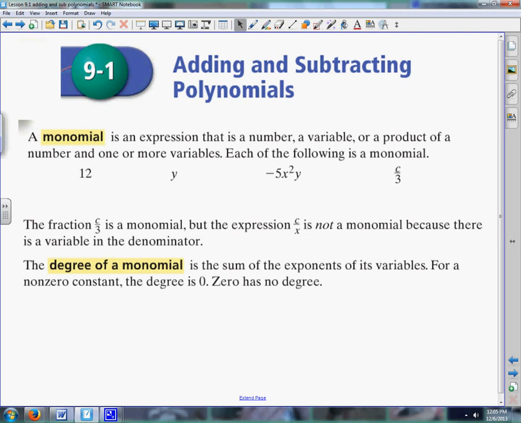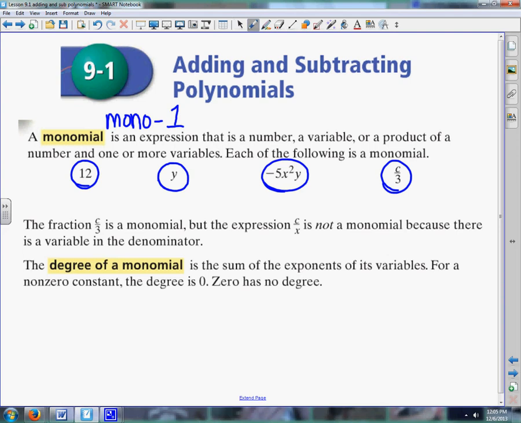So here's a couple. A monomial is an expression that is a number, a variable, or a product of a number and one or more variables. So each of the following is a monomial. If you notice, they're all single. The word mono means one. It is single, it's by itself. So all of these are by themselves. They're one unit per se.